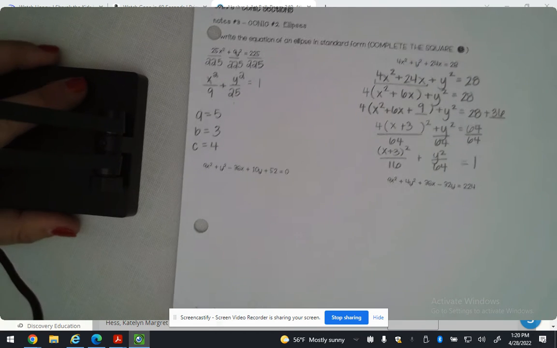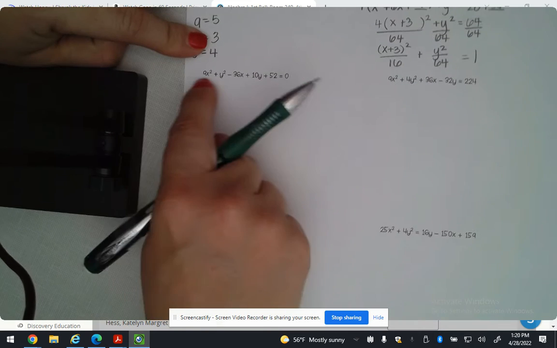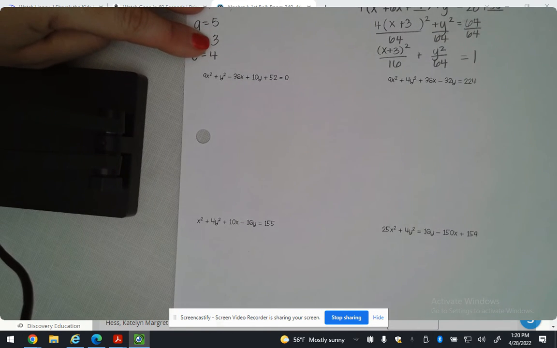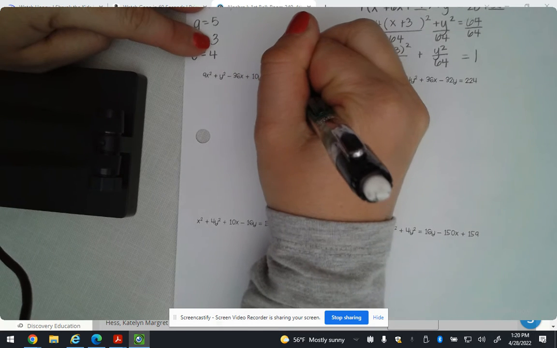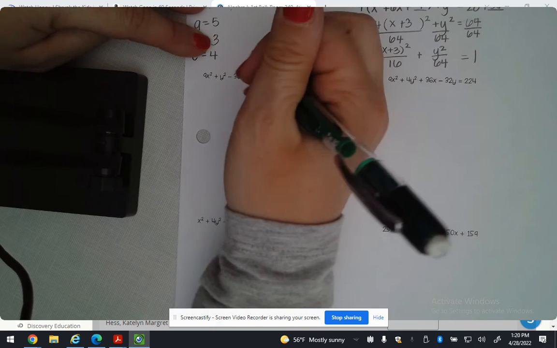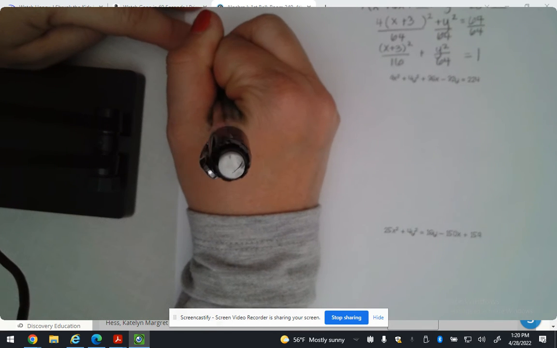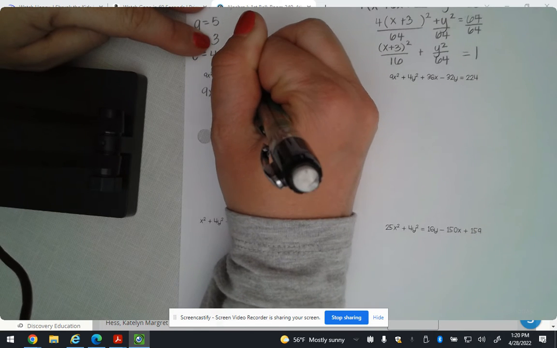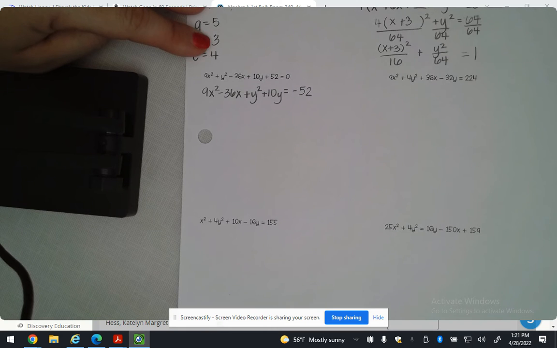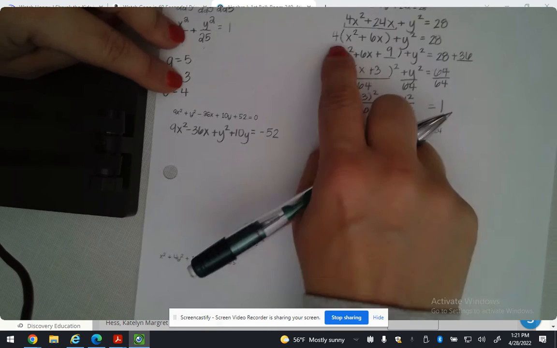Okay, let's do one more together, and then I'm going to send you. All right, here we go. What do I have to do on this first? Yes, you're definitely going to want to subtract the 52. Okay, anything else? You want anything with a variable on the left side, anything not with a variable on the right side. Make sure all the y's... Yep, let's put the x's and the y's together. So I'm going to have 9x squared minus 36x plus y squared plus 10y. Okay, so that's where we are here.